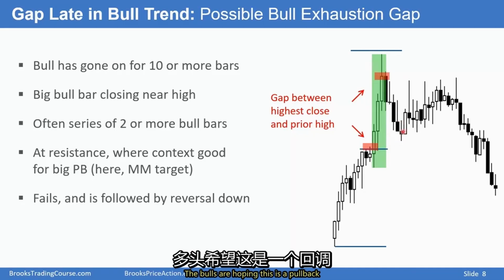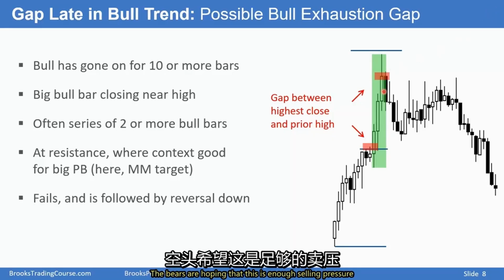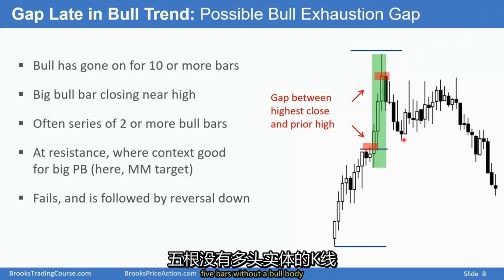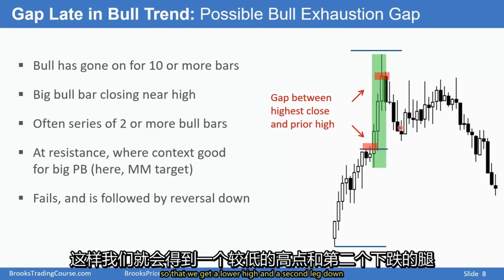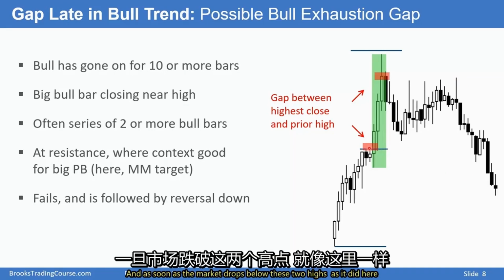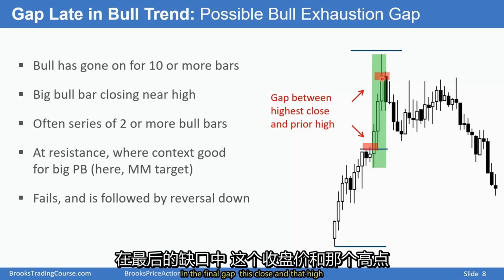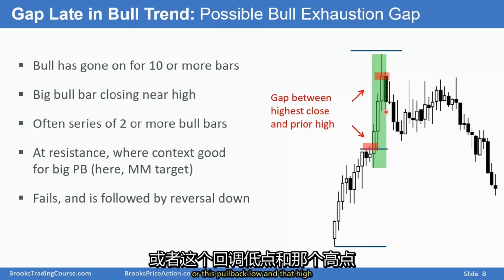The bulls are hoping this is a pullback that leads to a bull trend. The bears are hoping that this is enough selling pressure, 5 bars without a bull body, so that we get a lower high and a second leg down, which we did. And as soon as the market drops below these 2 highs, as it did here, these 3 bars then become exhaustion gap bars.